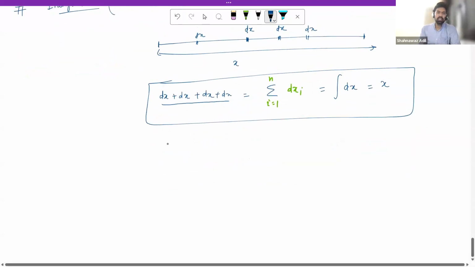Because in differentiation, we have this operator, right? This is differentiation.